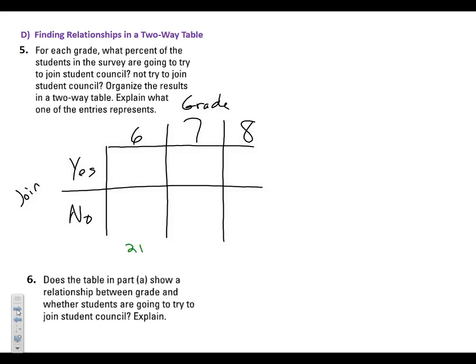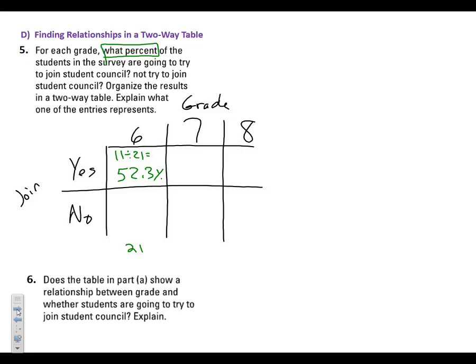And of those 21 sixth graders, 11 of them said they wanted to be surveyed. So in this particular box, I would say 11 divided by 21, and that's going to equal a decimal, and that decimal is 0.523 something, and I'm just going to say 52.3%, because it said organize as a percent. What percent? So 52.3% of the sixth graders surveyed are going to try to join.